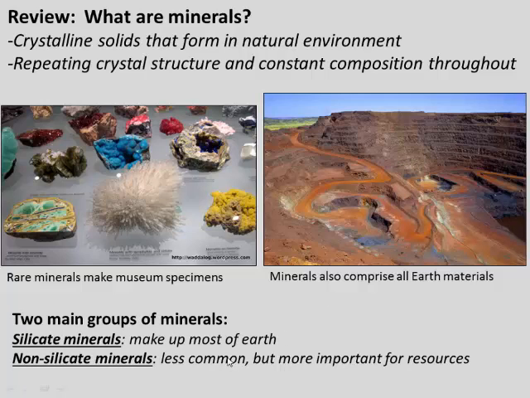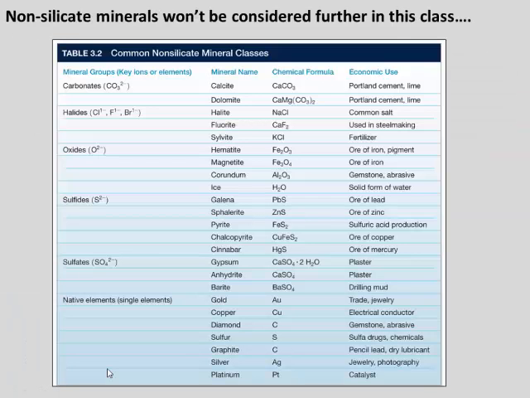Now there's two important groups of minerals. These are the silicate minerals and the non-silicate minerals. And the difference is that silicate minerals have silica and oxygen as the fundamental building block of their crystal structure, whereas non-silicate minerals can come in a variety of different forms. We're not going to talk much about non-silicate minerals in this class, but it's worth showing a list of some common non-silicates: carbonates, oxides, sulfides, sulfates, and then some elements that actually just occur in their native form, like gold.